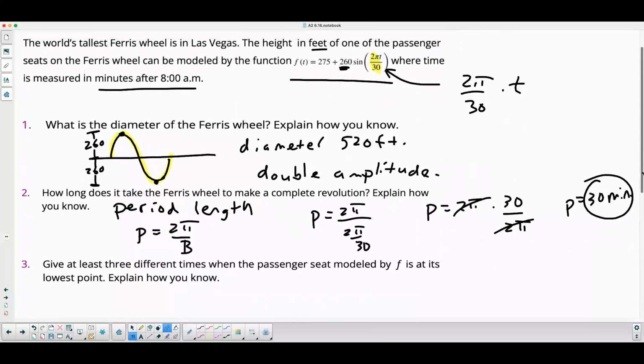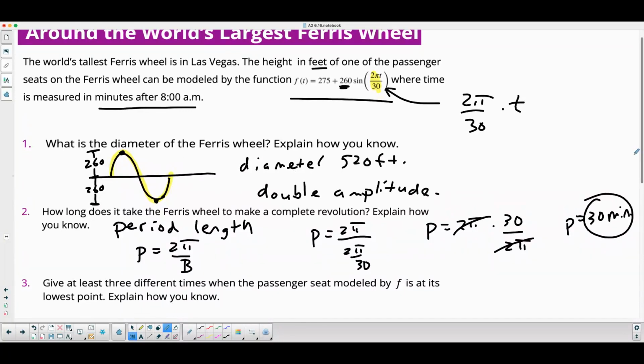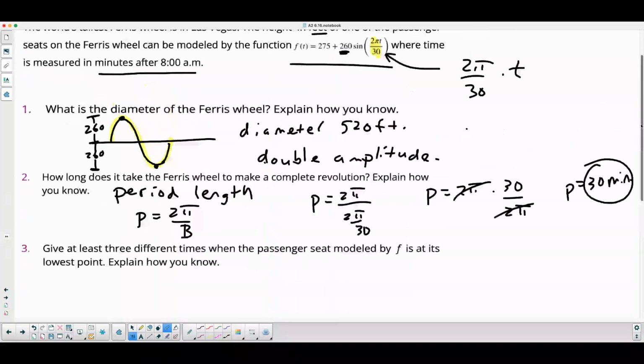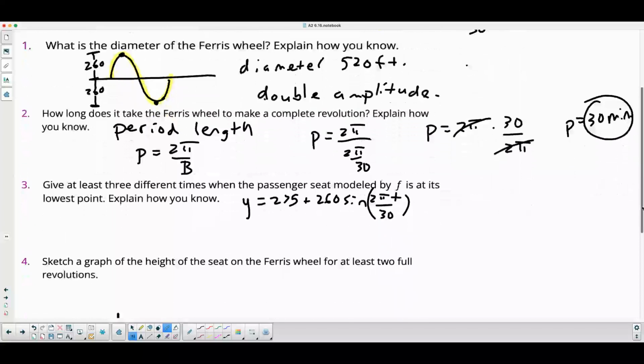Give at least three different times when the passenger seat modeled by F is at its lowest point. So the lowest point would be, let me think here. All right, so since it's a sine curve, let me rewrite the function here. y equals 275 plus 260 sine of 2 pi t over 30. Since it's a sine curve and it's not shifting, it's basically starting here in the middle. Then it's going to go up to the top.